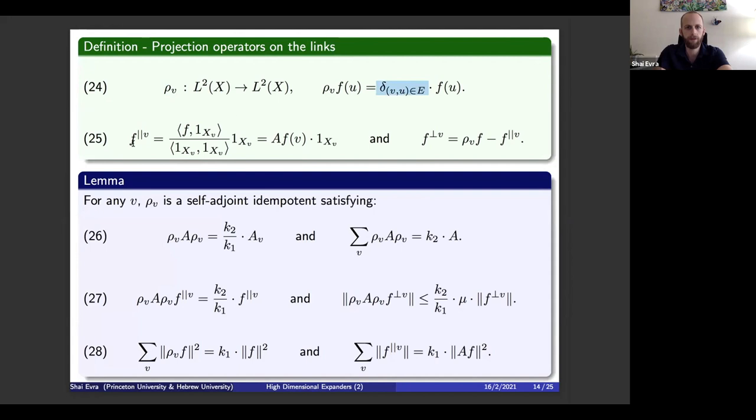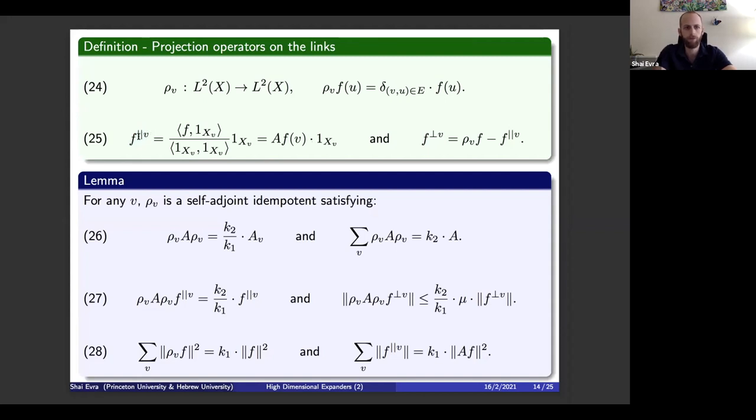And now I can define, for any function, I can always restrict a function to the link, and I can split the function into the projection of the function to the one-dimensional vector space spanned by the constant function in the link and its orthogonal complement. And note, this is important.